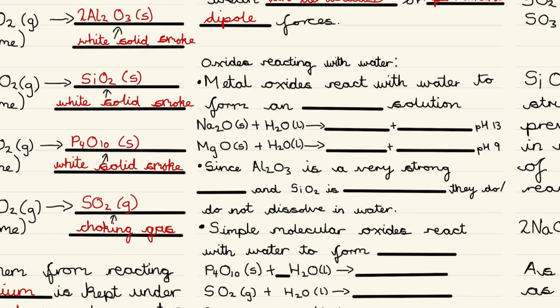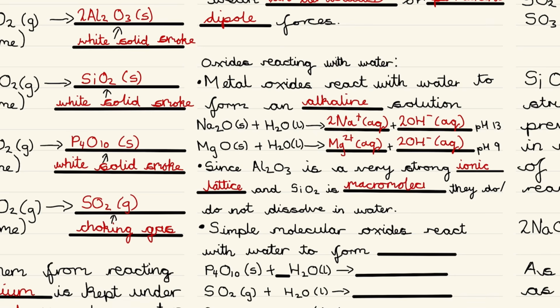Metal oxides react with water to form an alkaline solution. So for example, when sodium oxide reacts with water we get 2Na+ and 2OH-. And with magnesium oxide we form Mg2+ and 2OH-. Since aluminium oxide is a very strong ionic lattice and silicon dioxide is macromolecular, they both do not dissolve in water.